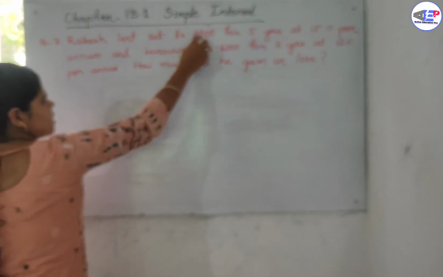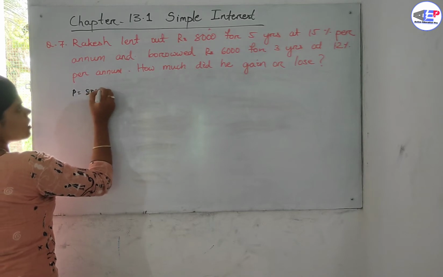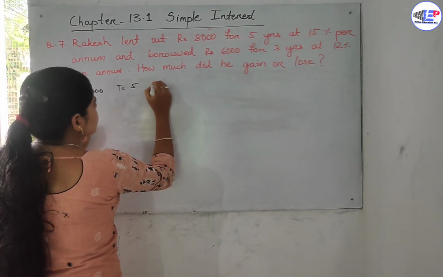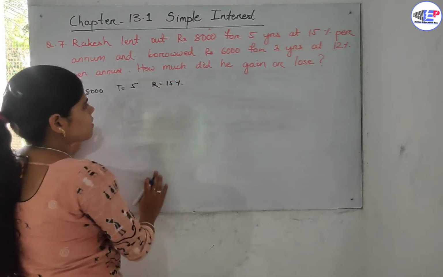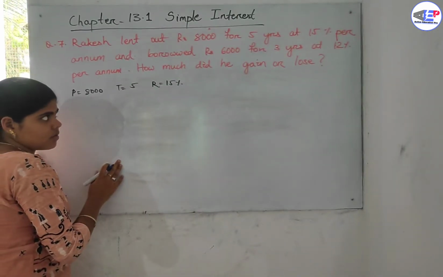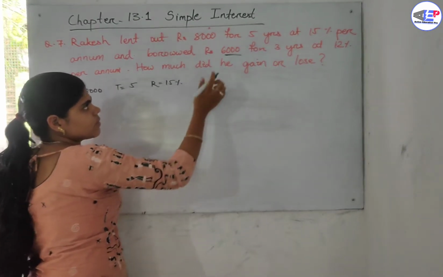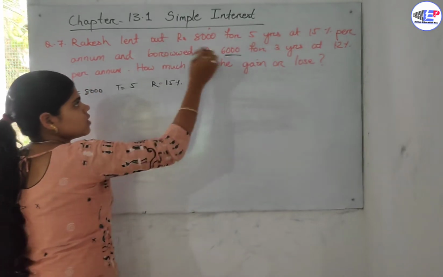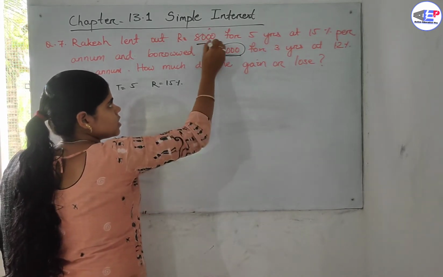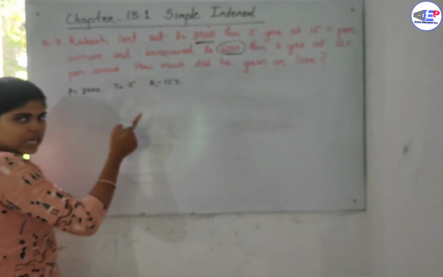So let's calculate for this 8,000 principal. So in my first calculation, here P is 8,000 rupees and time is 5 years and rate of interest is 15% per annum. On this principal, Rakesh will receive the interest. But on this principal 6,000 rupees, Rakesh will have to pay the interest to the others, because he borrowed this 6,000 rupees from another person. This is the gain amount.